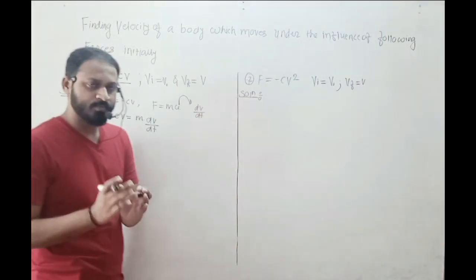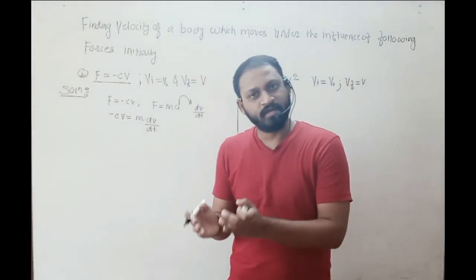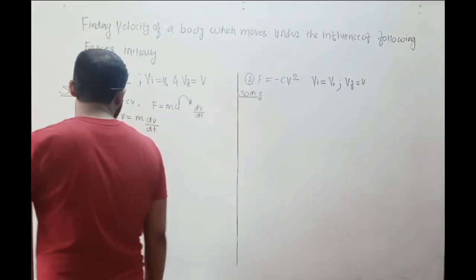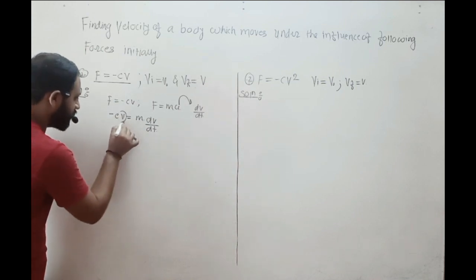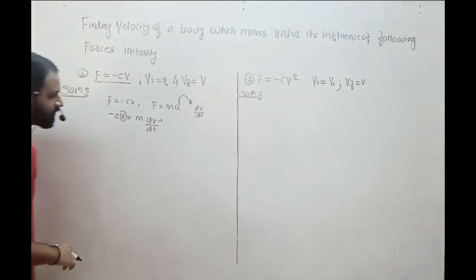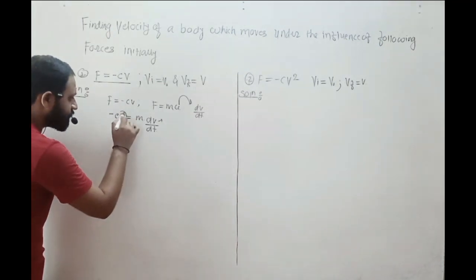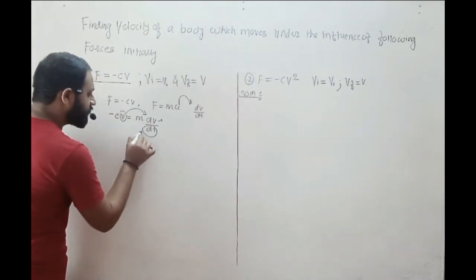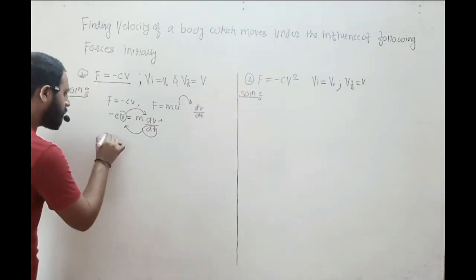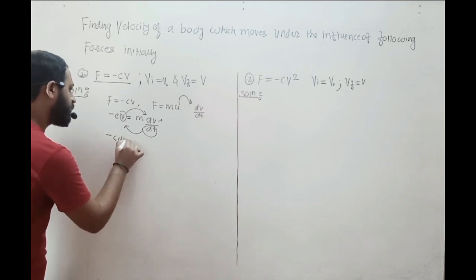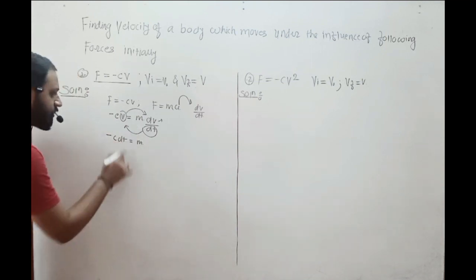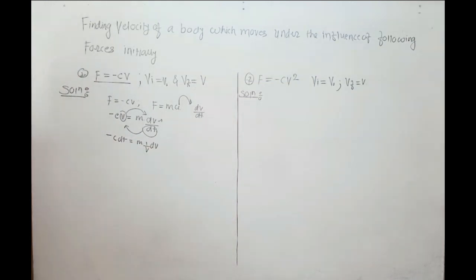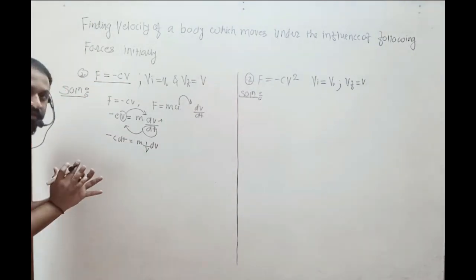Now we have to take the integral on both sides and find the answer. This is our way of finding it. Now see, here is a v and here is a dv. That's why we have to move this v to the right hand side and shift this dt to the left hand side. Therefore, minus c into dt, m as it is, and 1 by v into dv. Any problem? No. Now the variables get separated.